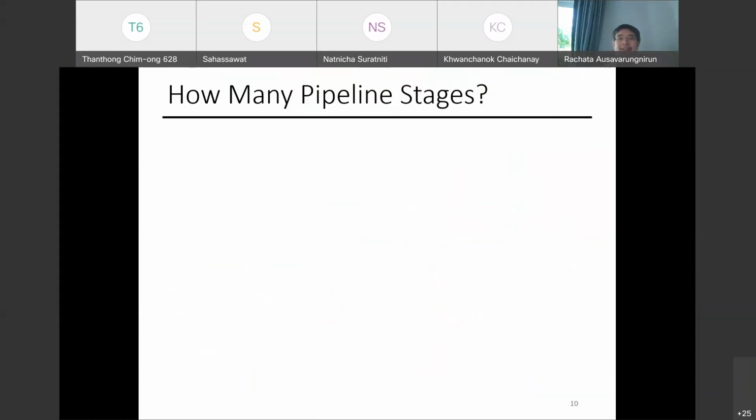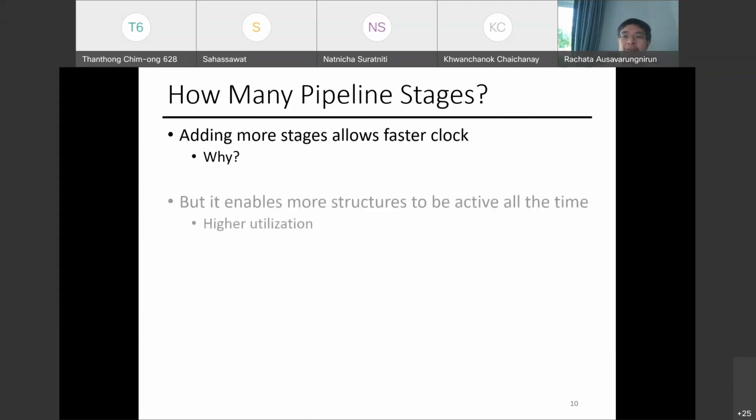The next question is, how many pipeline stages do we need? You can add more. You can slice the memory into multiple stages. You can slice the ALU into multiple stages. And in fact, real chips do that. You can add more stages to allow a faster clock, so that you can have a 3 gigahertz or 4 gigahertz clock rather than a 1 gigahertz clock. It also enables more structures to be active at all times, so you get higher utilization.